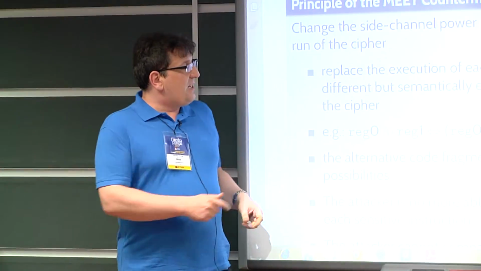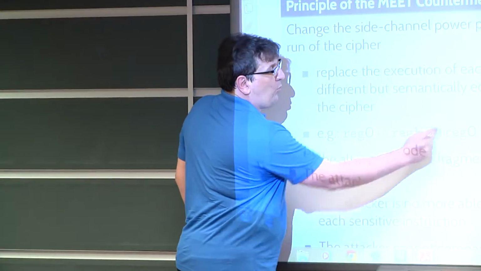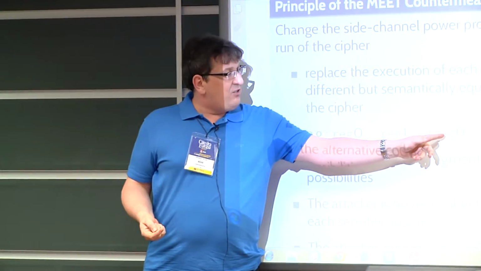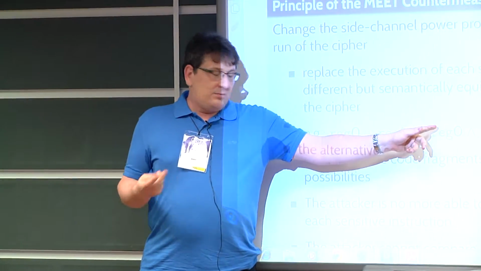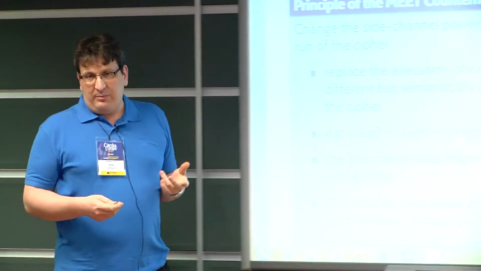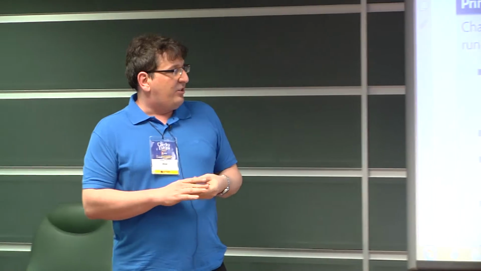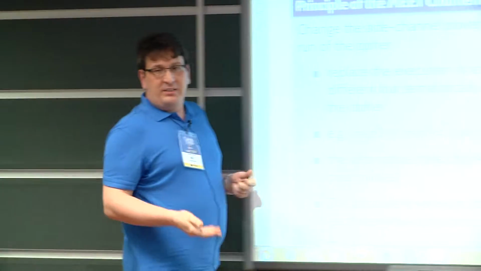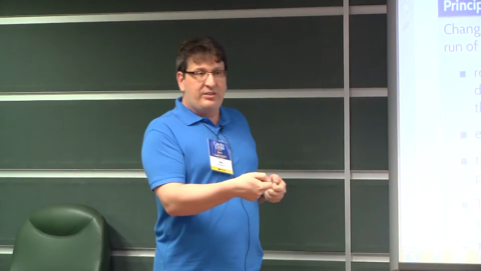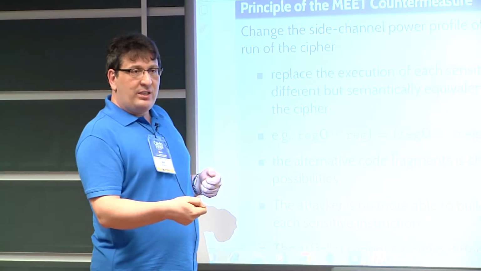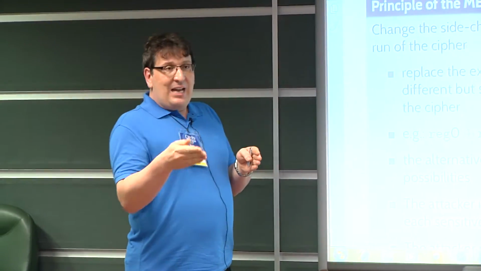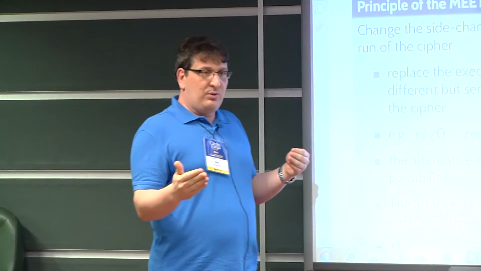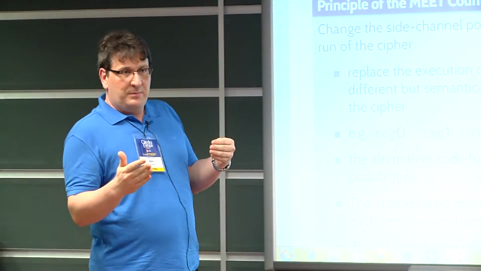This is only one possible replacement, but you can easily imagine a lot of semantically equivalent code fragments for this operation. So every time you run the cipher, you execute a different code fragment. In this way, the measurements of the adversary during the run of the algorithm will each time refer to a different algorithm. So it is impossible to carry out the attack.